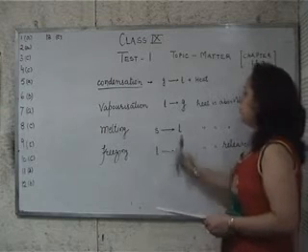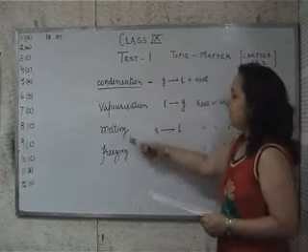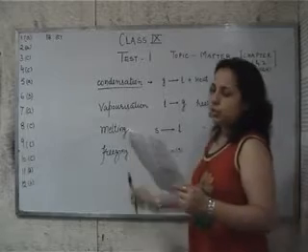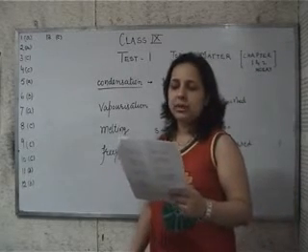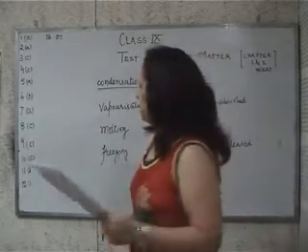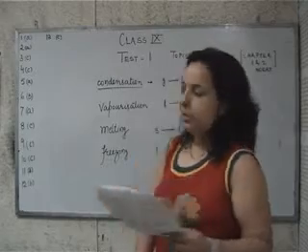Now our option can be, heat is released during two processes, condensation and freezing. And these two are together written in option C. So our most suitable option will be option C. Condensation and freezing lead to release of energy or heat.